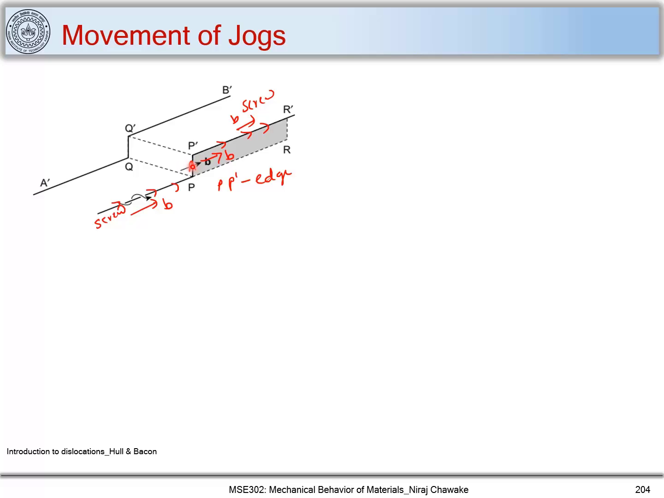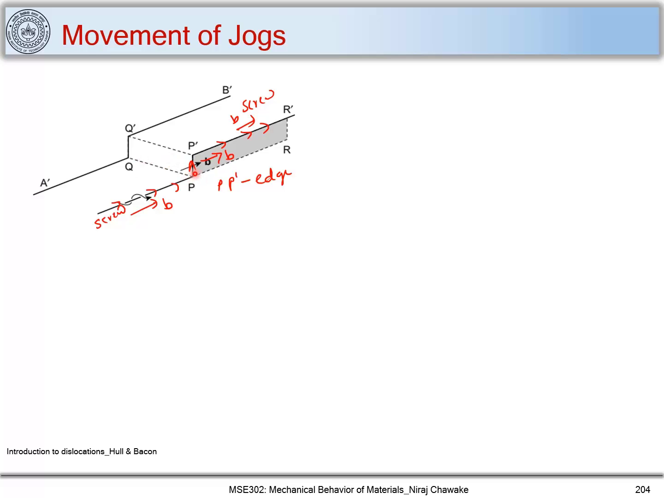This PP dash can glide on this plane, that is PP dash R, but it cannot glide on PP dash Q dash Q. So this dislocation has to move along this direction. What it has to do is this break, which has an edge nature, has to climb, because this is not a glide plane for this PP dash, which is nothing but a jog on this screw dislocation.